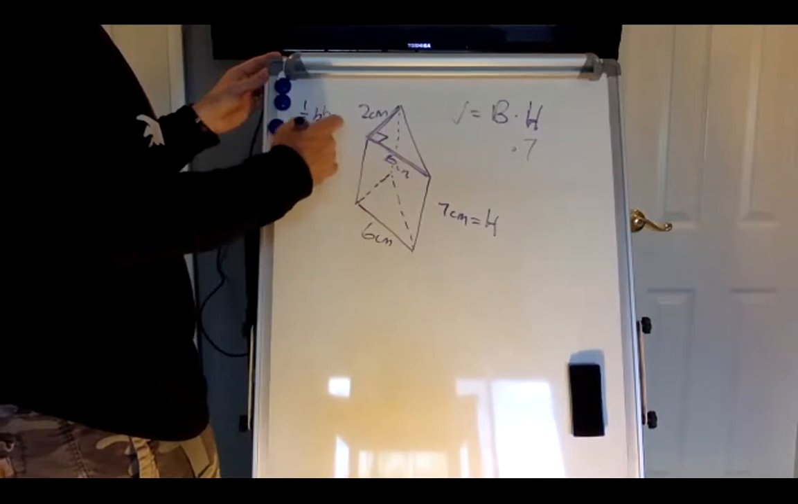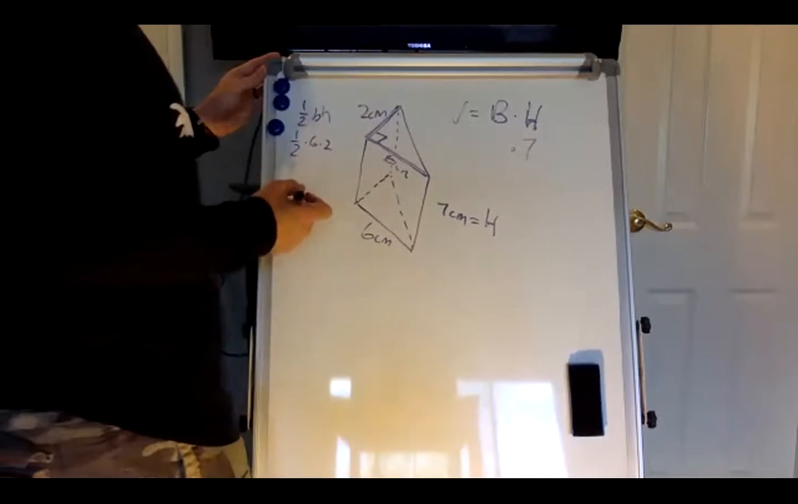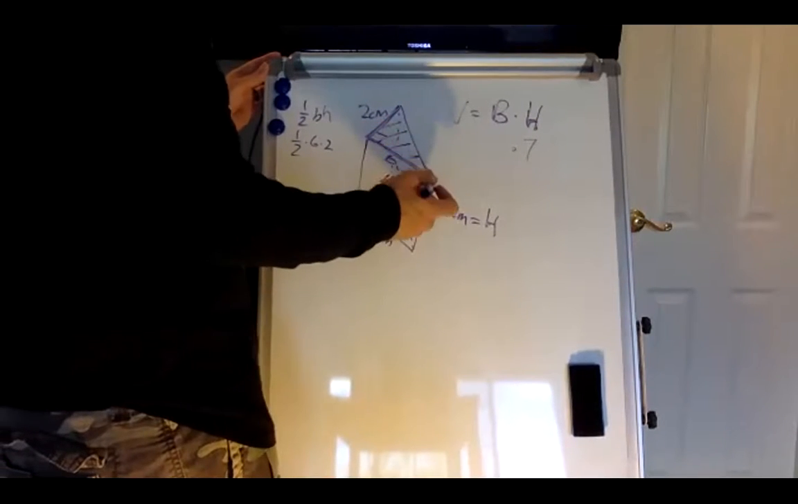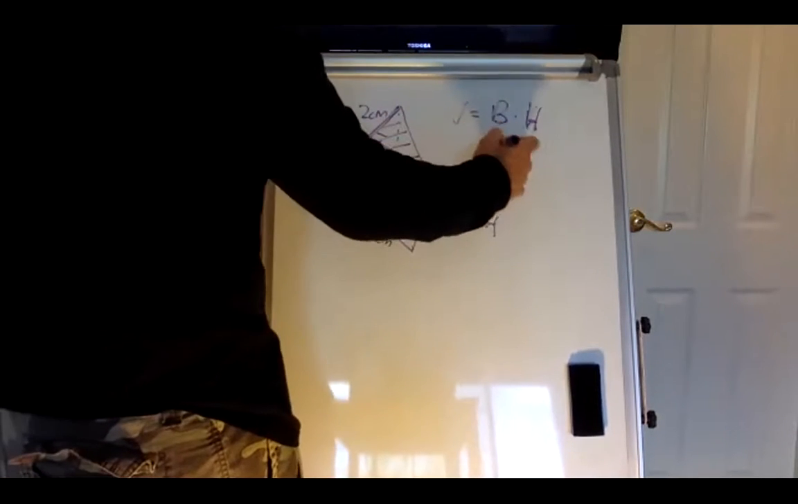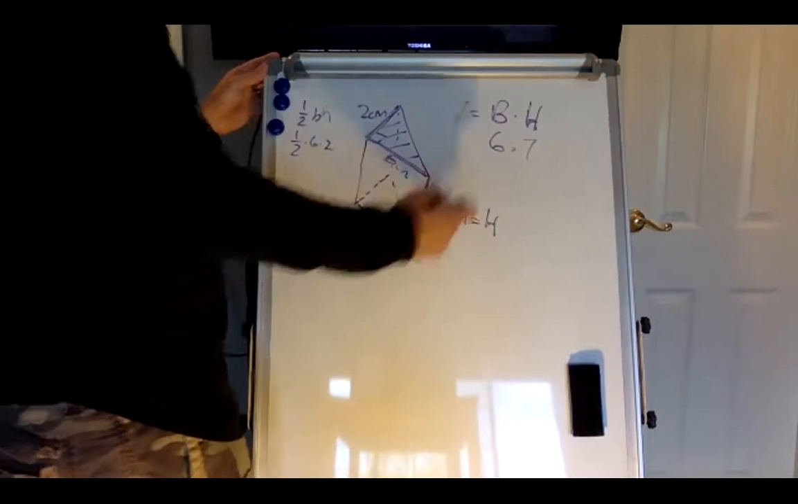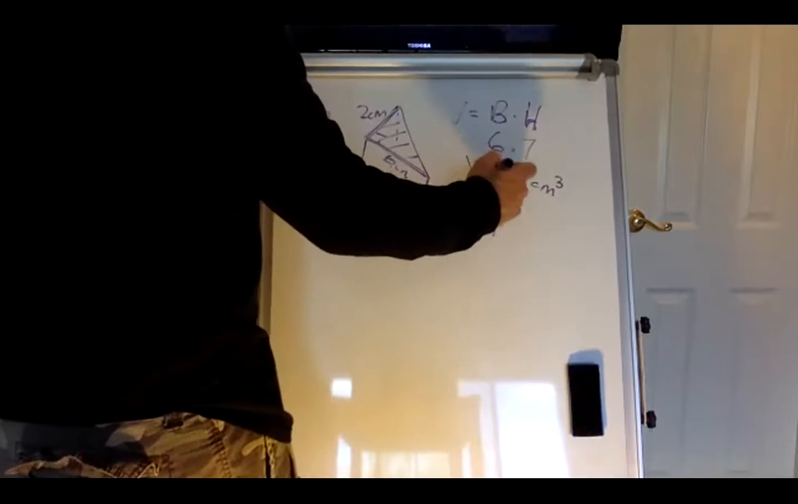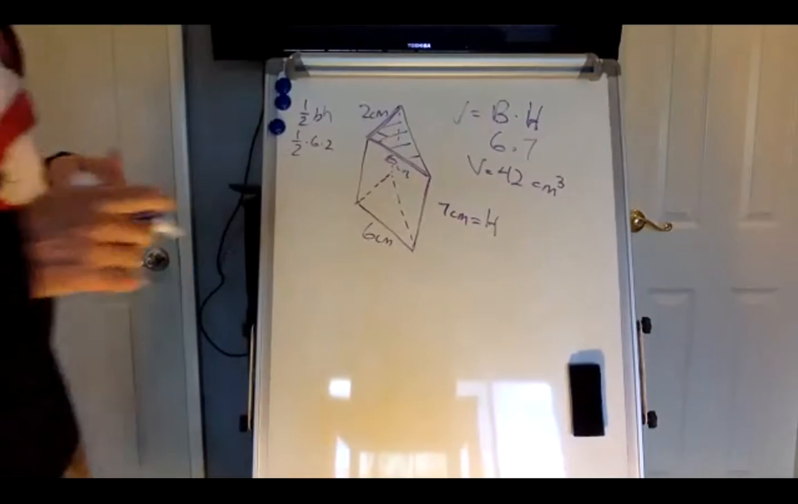So 1/2 times 6 times 2, which is just 6. So the area of one of the triangles is 6. Then you multiply that times the height, right? And you get 42 centimeters cubed is the volume. And we're done. Yippee.